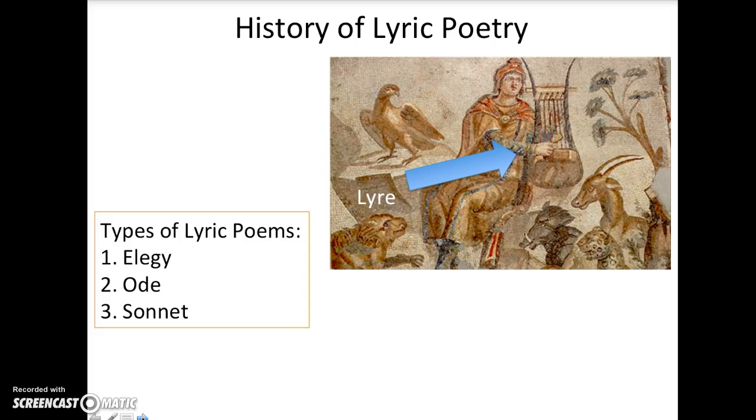By Roman times, not all lyrics needed to be sung. Today, of course, lyric refers to the words of a song, but that is also the title of the largest of the three genres of poetry. This includes an elegy, an ode, and a sonnet. And we'll talk about those more in a minute.